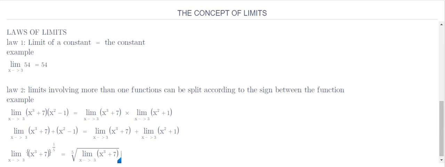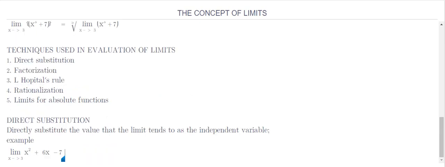Those are the major laws of limit. I'll classify them into two, but the second law is always broken into smaller parts. Now we can move on and look at techniques used in evaluation of limits. There are 4 techniques. There are actually 5, but the 5th one is not more like a technique, it is more of an application of the first 4 techniques.